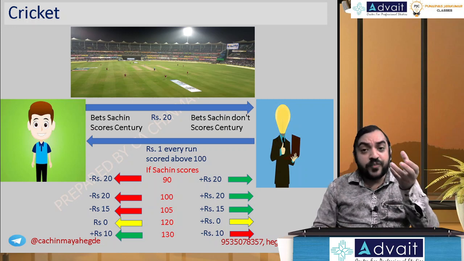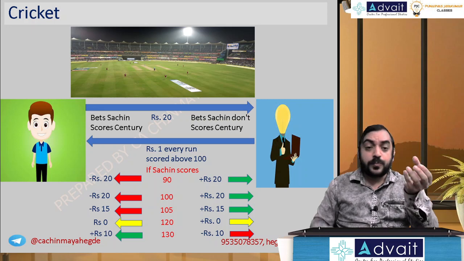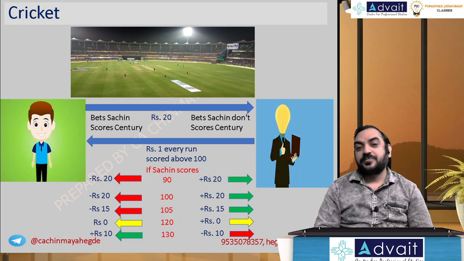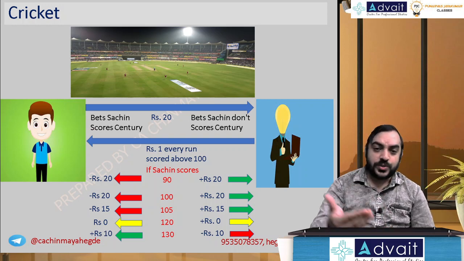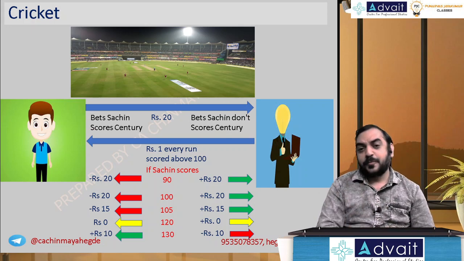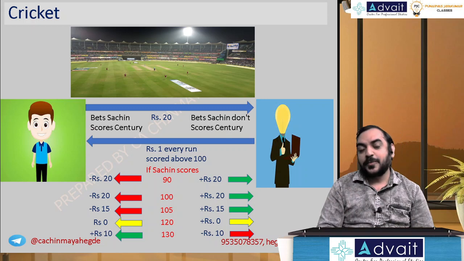Where does the view come from? My analysis, fundamental analysis, technical analysis. That is where the view comes from. Where I take a position in these instruments, in futures, in options. If my view goes right, I make profit. If my view goes wrong, I make loss.